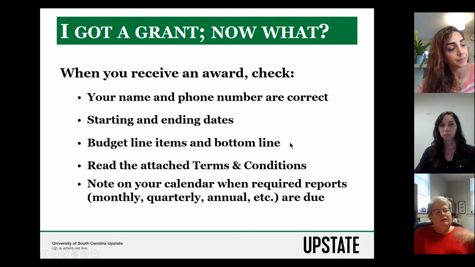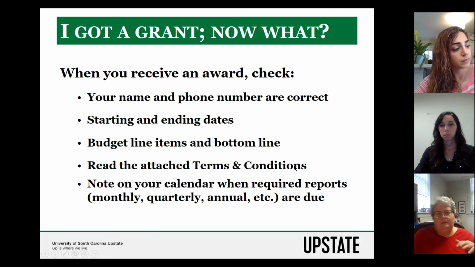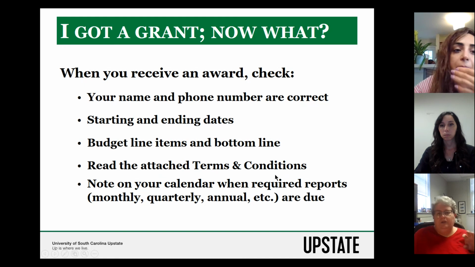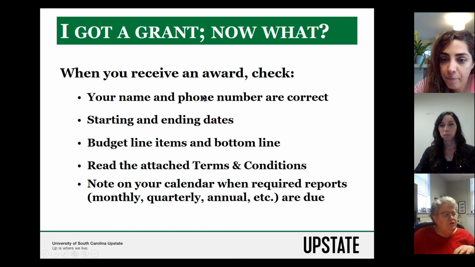All right, so when you get an award, you will get that notice from USERRA, and you'll be able to log into USERRA and see the award information. In there, you should check that your name and contact information are correct, because if the grantor is trying to get in touch with you, they will be using that information. So make sure it's right. Make sure the starting and ending dates are what you thought they would be. Make sure the budget line items and the total award amount are what you thought you were getting.